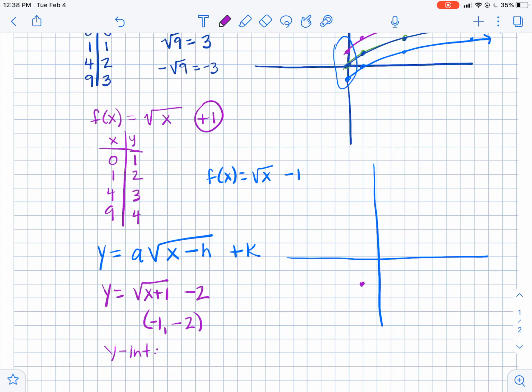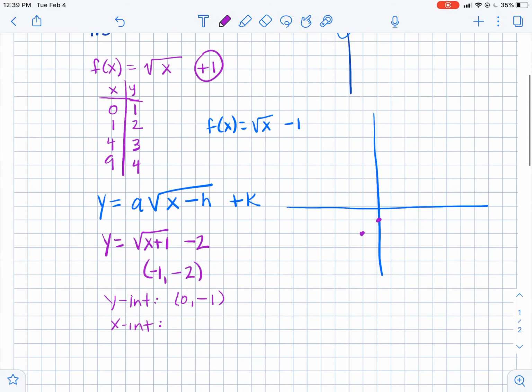I could put in x being 0, find my y, that would be -1. I'm just substituting in. So I'm going to get 0, -1. And again, I could do my x-intercept on there.